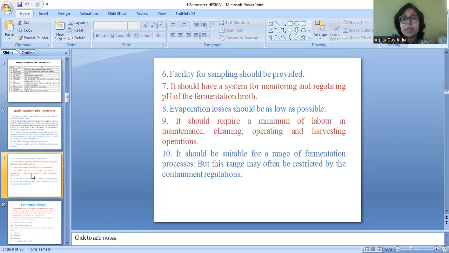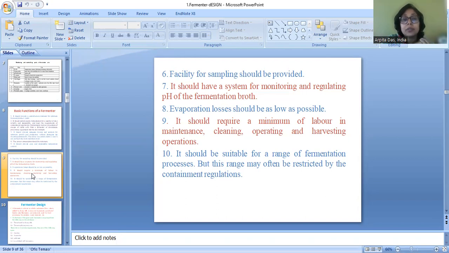It should require a minimum of labor in maintenance, cleaning, operating, and harvesting operations. So I would like to explain that the bioreactor should be designed in a manner that minimum labor is required for the cleaning operation. The slant, the size, the shape should be such that minimum effort is needed over there.